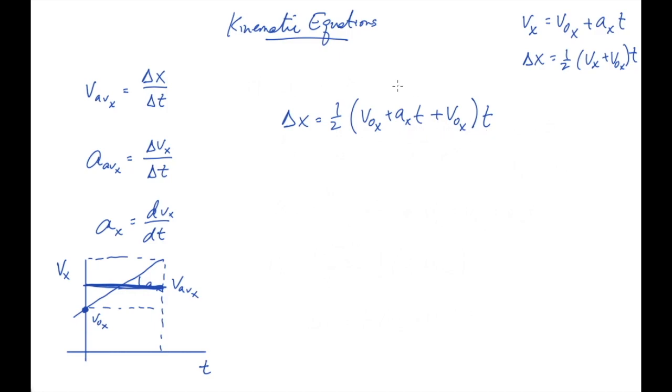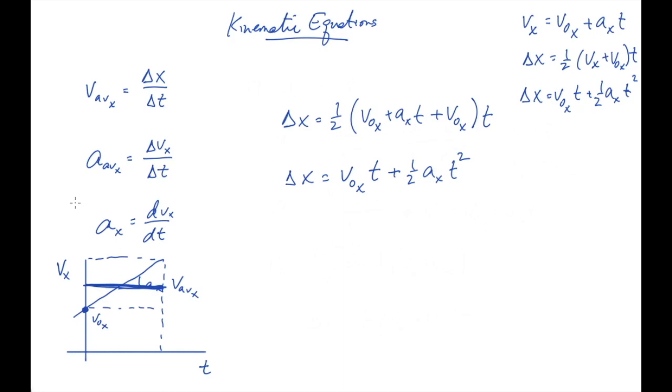All right, so let's look at what has happened here. I now have two v naught x's inside the parenthesis. Those two and the 1/2 will cancel, and we will end up with v naught x times t plus 1/2 a t squared. So that gives us the third equation. Delta x is v naught x t plus 1/2 ax t squared. This is the third of our four kinematic equations.